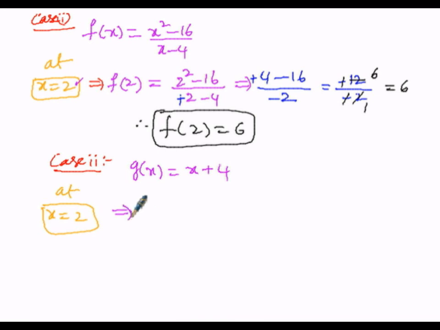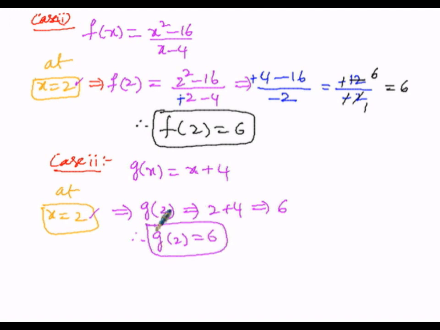So that implies g of x, where x must be replaced by 2, is 2 plus 4, which is 6. In this manner I got g of 2 is also 6. Then let us take f of 2 equals 6 as the first equation, then g of 2 as the second equation.